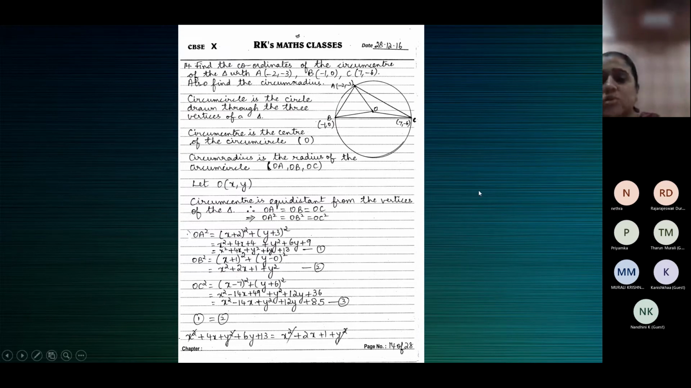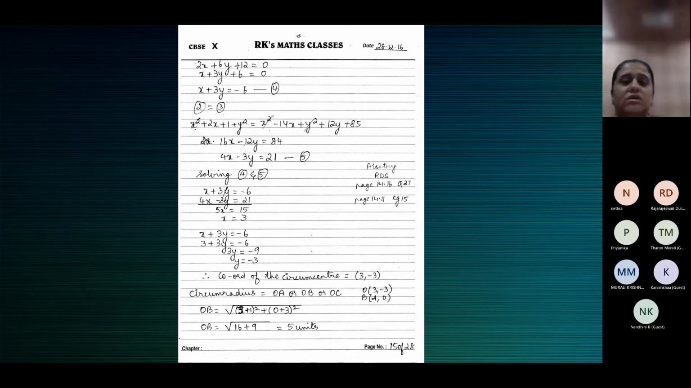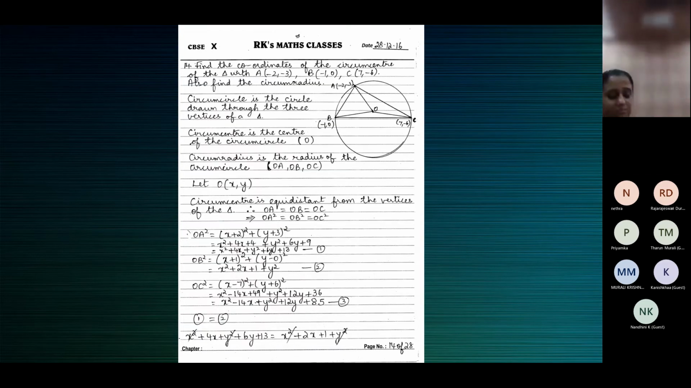OA circumradius, OB circumradius, OC circumradius. So OA is equal to OB is equal to OC. So you will get two equations. And you'll have to solve the two equations to find the values of X and Y.